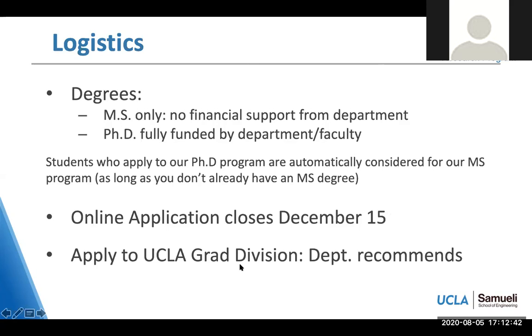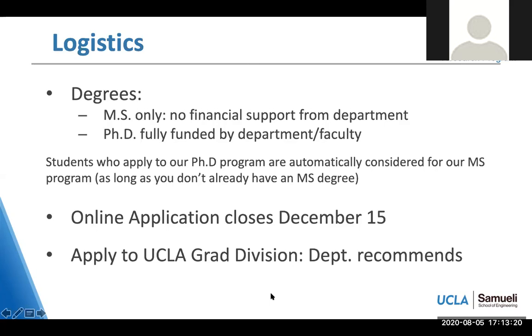Our application becomes available in September after Labor Day, and it is due on December 15th. We admit students for fall quarter of every year only. We don't admit for winter or spring quarter. In rare cases, we admit PhD students who already have a master's degree for off-cycle quarters like winter and spring, because these students usually just start research. But for students who want to do our master's program, you have to wait until the fall. You apply for fall, so no winter and spring admissions.